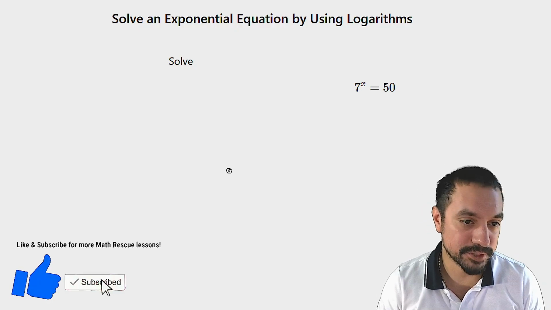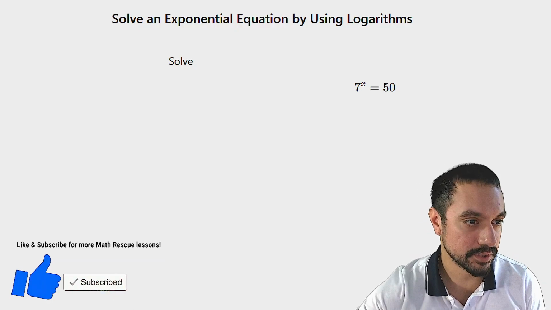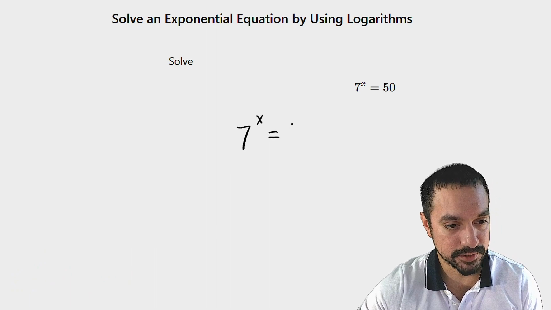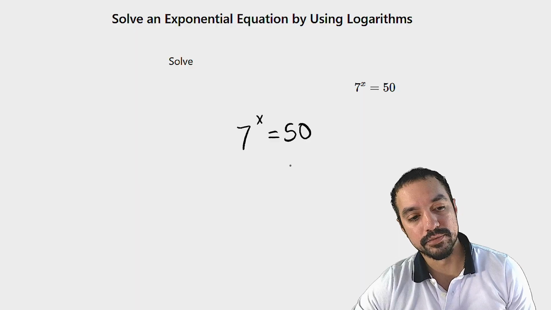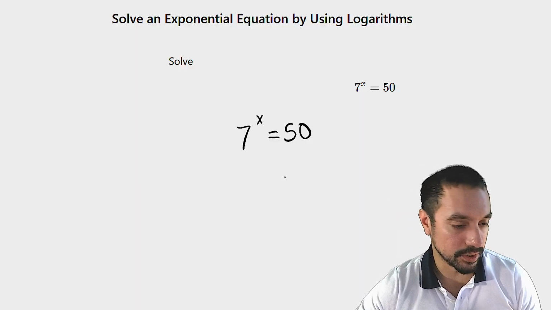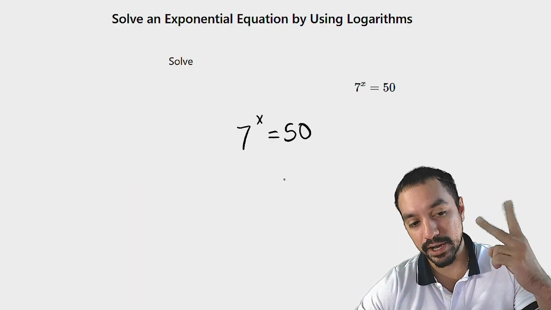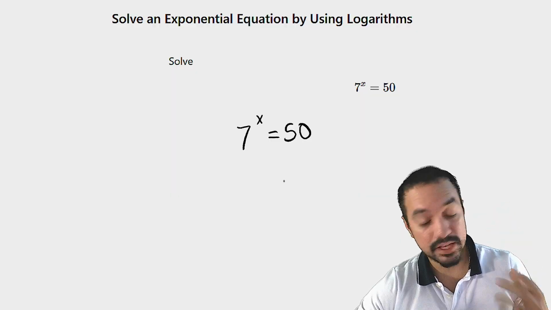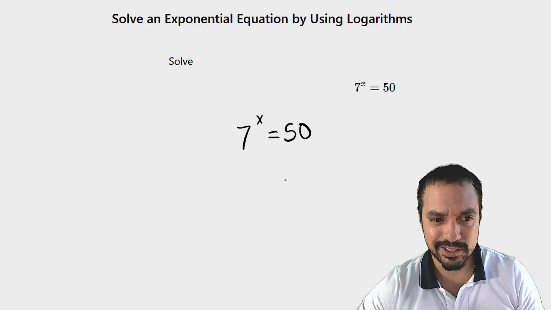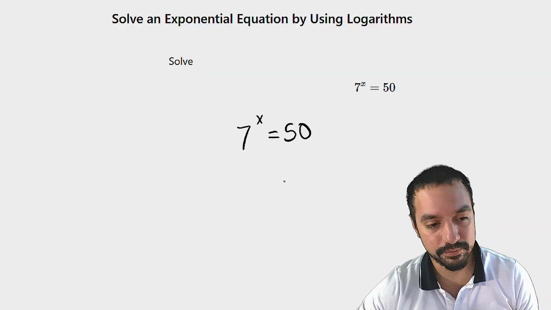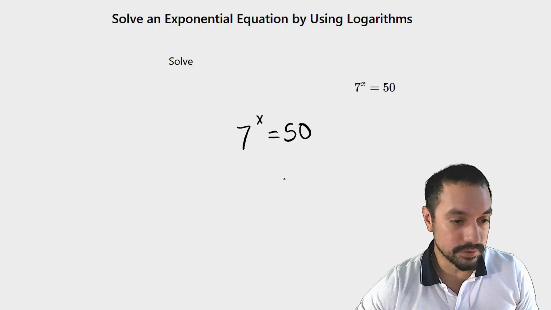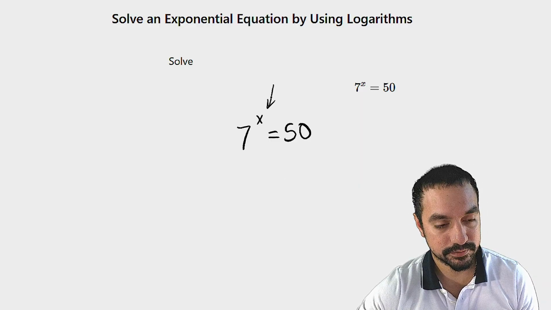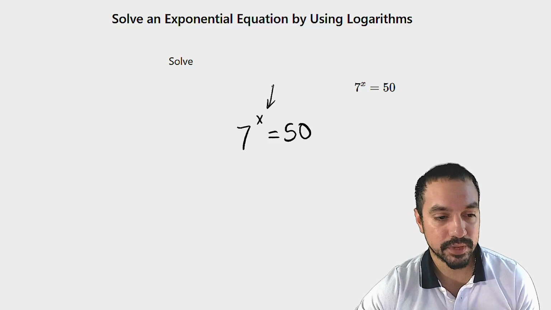Alright, so we're going to solve an exponential equation using logarithms. So we have this exponential equation, 7 to the x equals 50. I know 7 to the first power is 7. 7 to the second power is 49. 7 to the third power, I want to say is like 240 something. I'm not sure. But what I do know is that there's not a perfect integer answer for x. It's going to be some type of decimal.